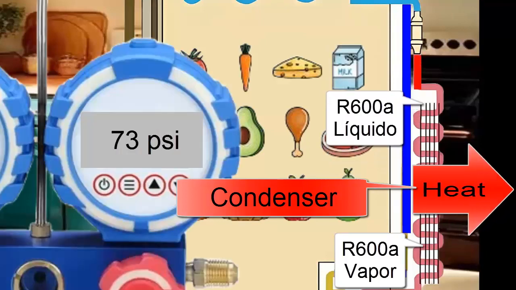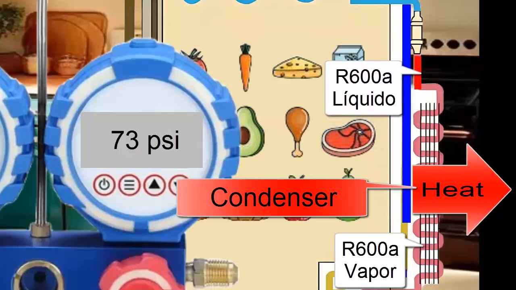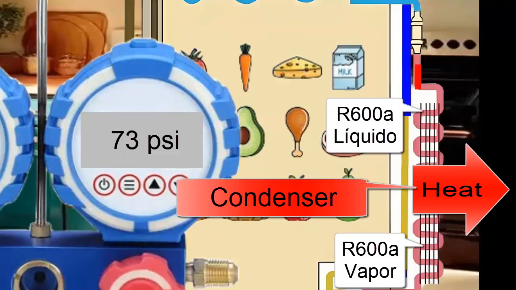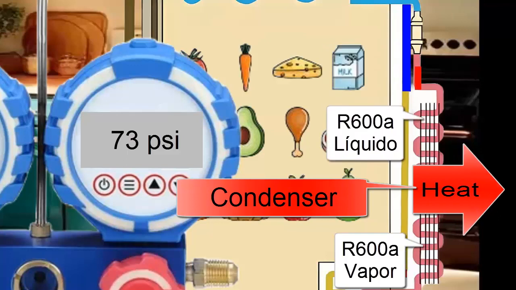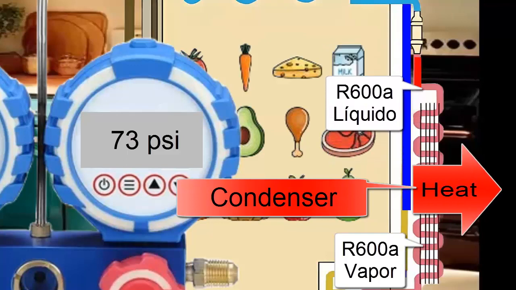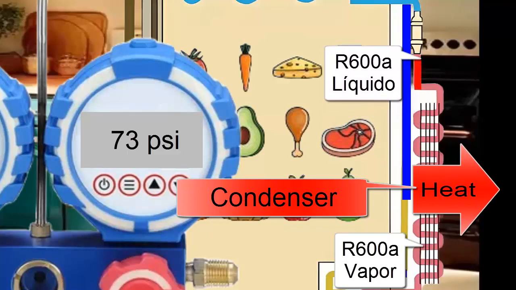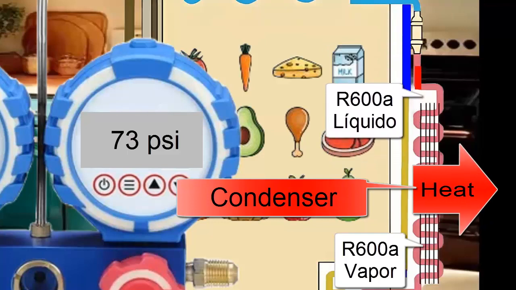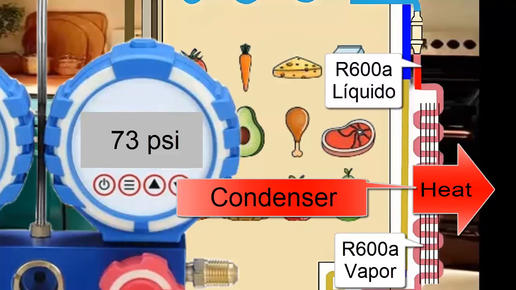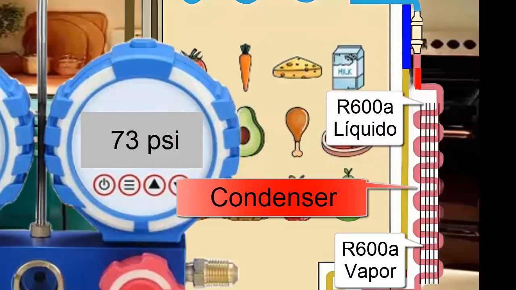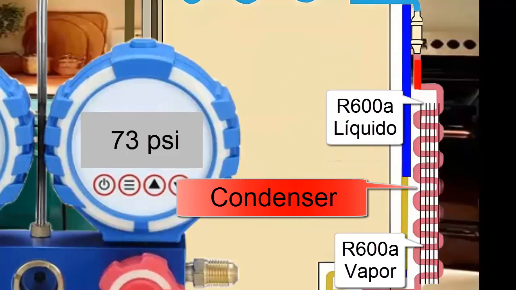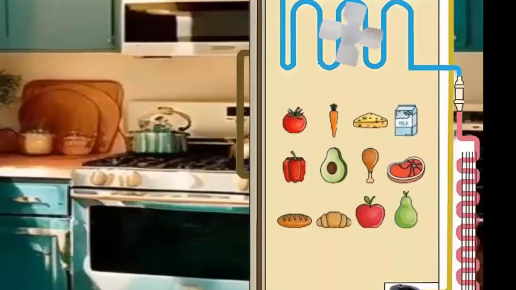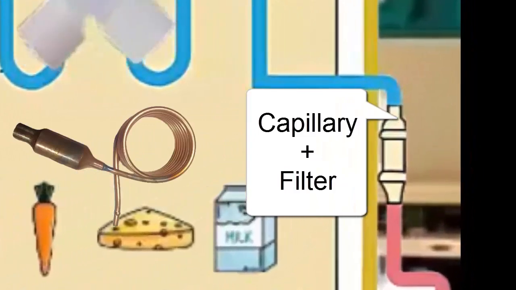The pressure of the refrigerant R600A in the condenser remains at 73 pounds per square inch, but the R600A significantly decreases its temperature. This decrease in temperature of R600A in the condenser allows the refrigerant to change from a vapor state to a liquid state. The R600A, now in a liquid state, and at a temperature close to the ambient one, exits the condenser and goes to the capillary tube to restart the cycle.